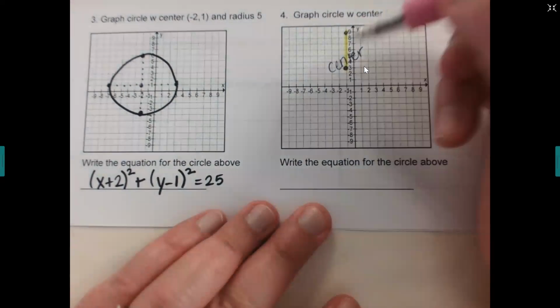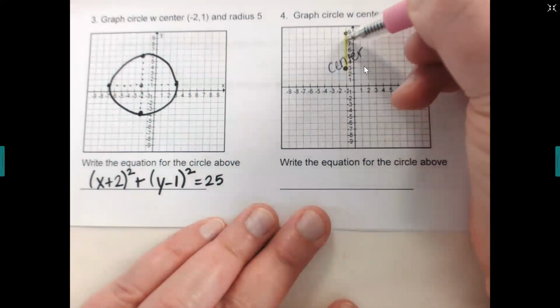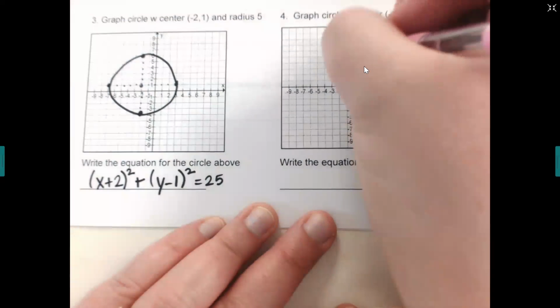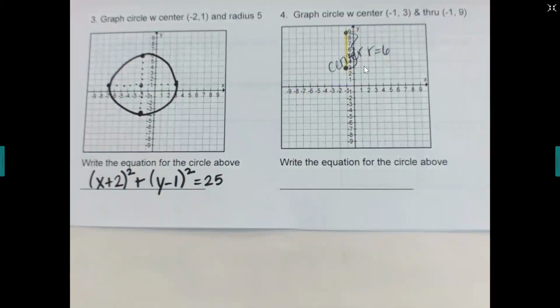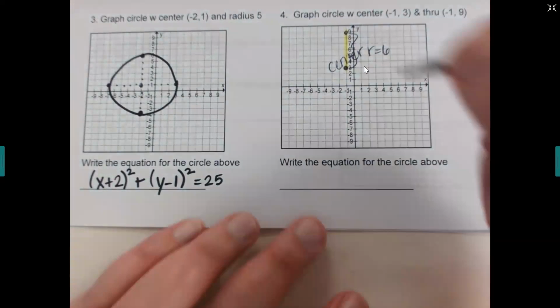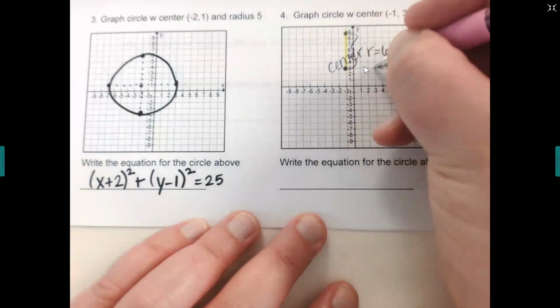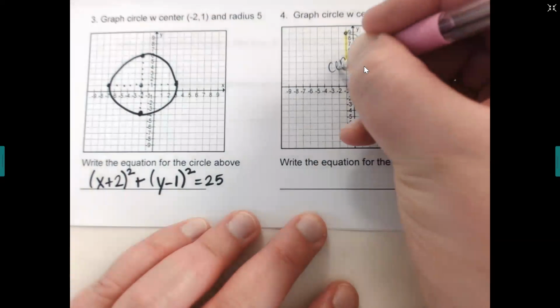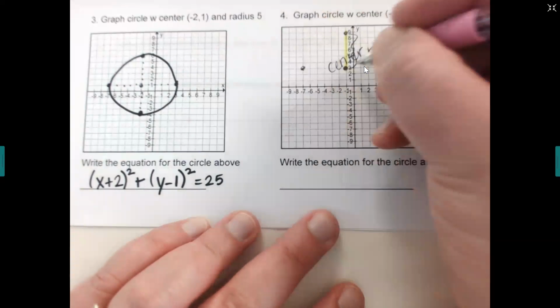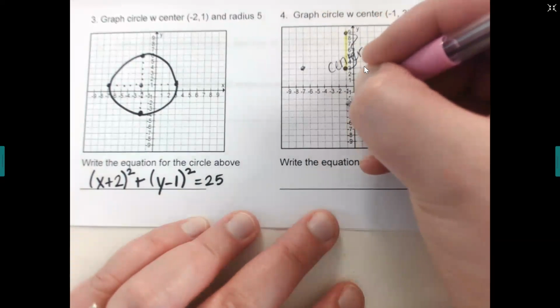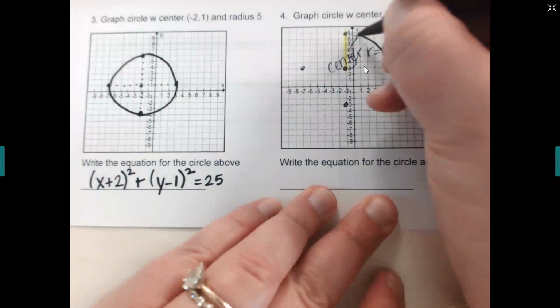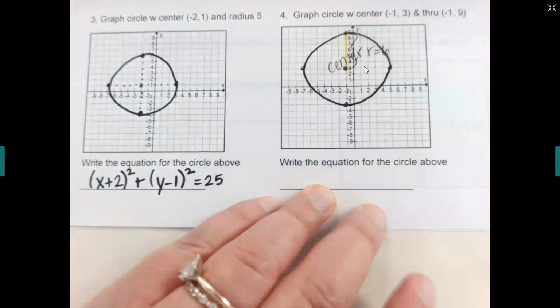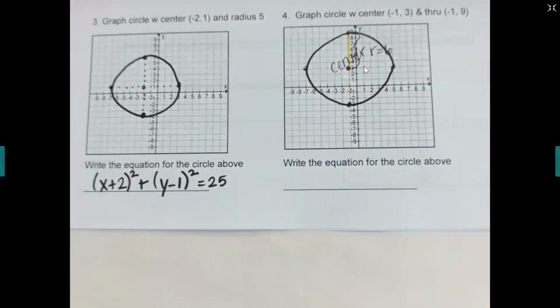So let's count it out. 1, 2, 3, 4, 5, 6. So then I can see, oh, my radius is 6. And then from there, remember, repeat it all the way around. So I'm going to go 6 this way, 1, 2, 3, 4, 5, 6. And this way, 1, 2, 3, 4, 5, 6. And then down 1, 2, 3, 4, 5, 6. Once you get your dots, you should be able to draw your circle. And then you should also be able to write the equation.